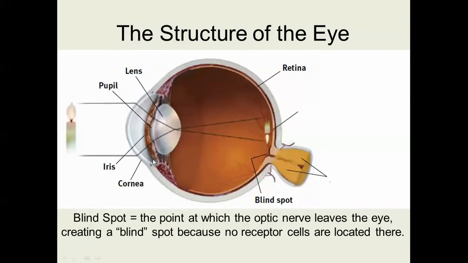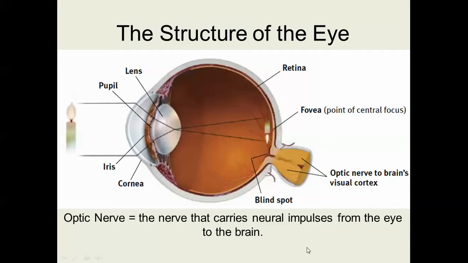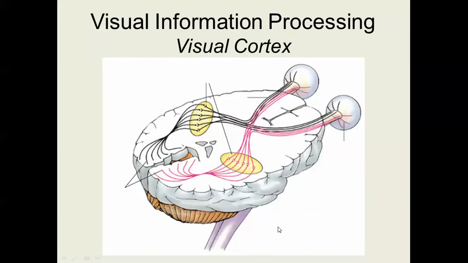So here's the structure of the eye. Your fovea is the central focal point in the retina around the cone clusters. And your optic nerve carries the visual information through as neural impulses through the eye to the brain.